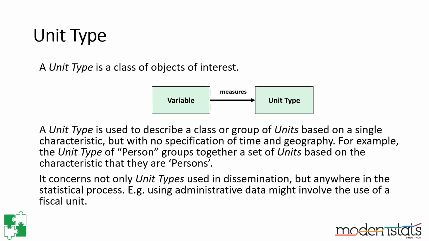It concerns not only unit types used in dissemination, but anywhere in the statistical process. For example, using administrative data might involve the use of a fiscal unit. The unit type groups the real world into groups to make it easier to use it for statistical purposes. We could be interested in knowing something about households, persons, enterprises, vehicles. And we try to group these units to make it easier to compare and measure.